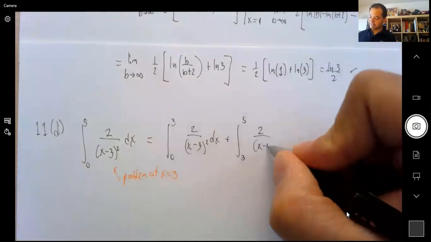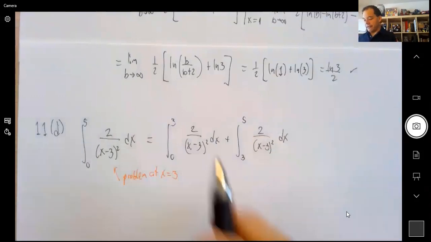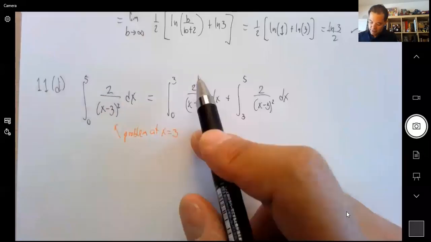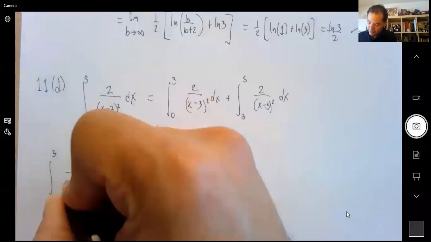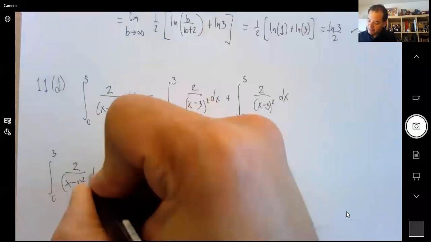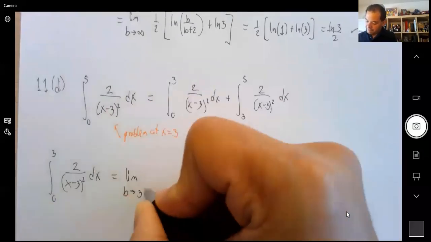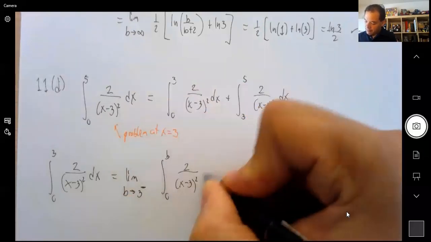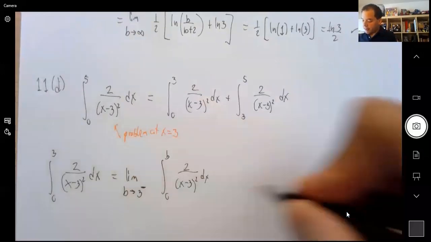And then do each one of these separately, right? And the good thing is if one of them fails, then the entire thing fails, right? So we don't need to do the other one. So I'm going to start with the first. So what is the integral from 0 to 3, 2 over x minus 3 squared? And we need to make a limit. It will be the limit when b approaches 3 from the left. And now this integral has no problem because it's from 0 to b, but b is not equal to 3. So we're good. Now we can do it.